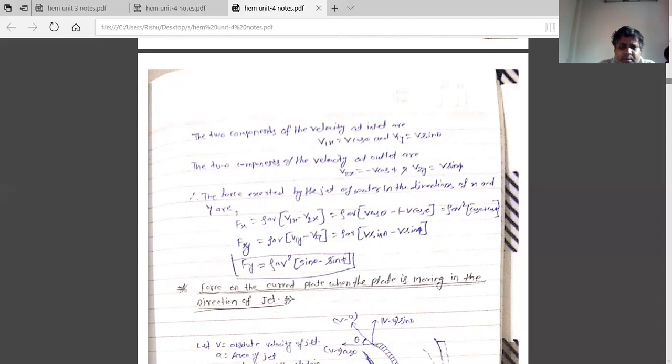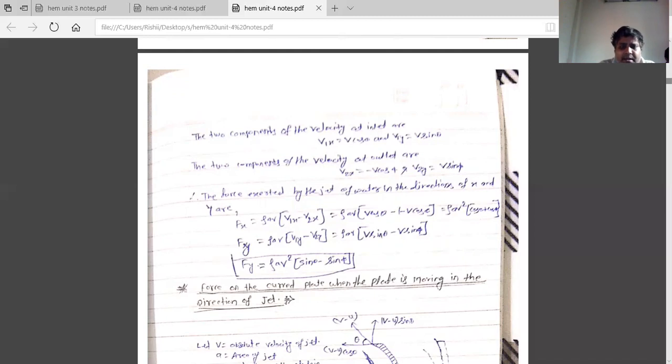And the two components of velocity at outlet are, outlet means where the water exits. That means v2x is equal to minus v cos phi and v2y is equal to v sin phi.